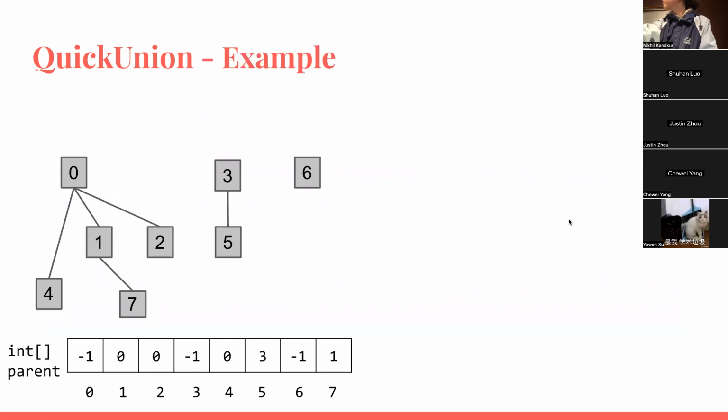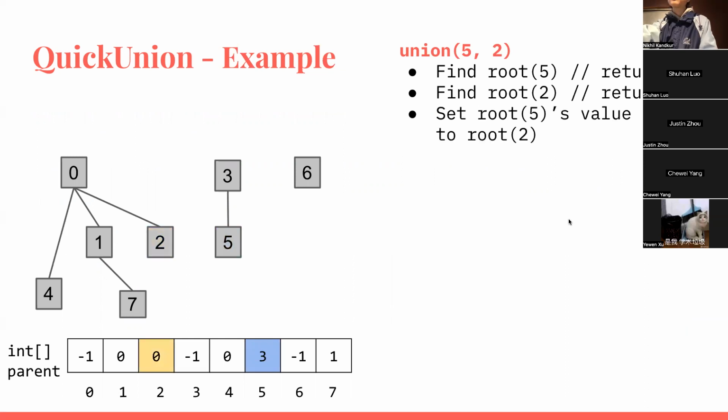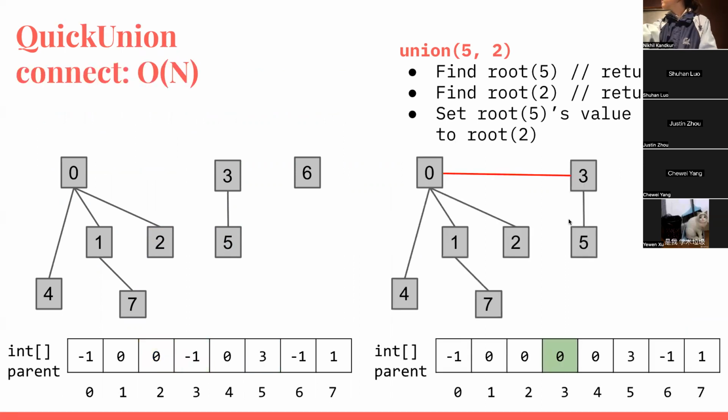So an example for quick union, this is from lectures. If we called quick union on 5 and 2, we would be connecting root 5 to 2. We call root on 5, which returns 3, and then call root on 2, which returns 0, and then set the root of 5 to the root of 2. And the runtime would be linear. And so that is the connected method.